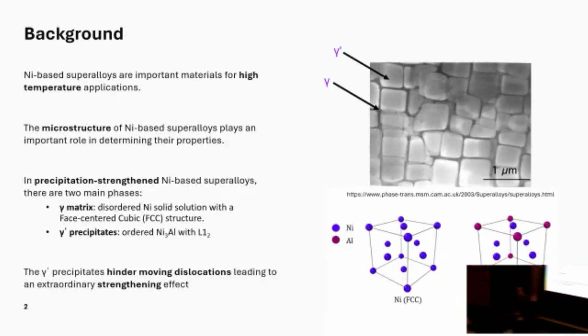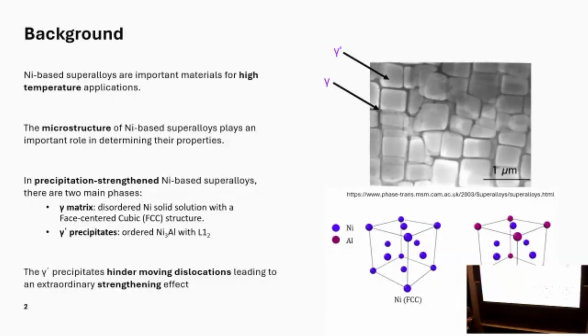These typically consist of two main phases, which are illustrated in this micrograph. We have a disordered nickel solid solution phase, which is primarily nickel. It has an FCC, or face-centered cubic, structure, and this is the gamma matrix that we see. Within that are these precipitate phases, shown here as the cubes. These are gamma prime, primarily Ni3Al. These have an ordered structure, the L12 structure, illustrated by these unit cells here.